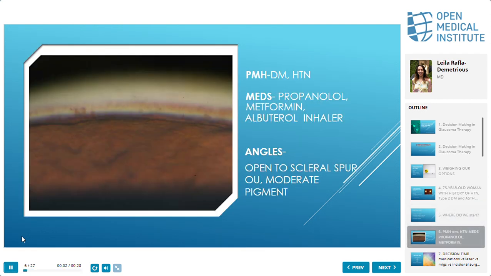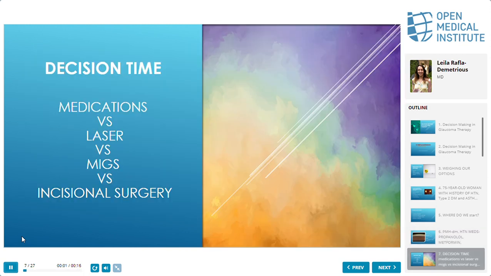So in her case, she has diabetes and high blood pressure, and she's on a beta blocker and also on medications for her diabetes, a pill, and she's taking an albuterol inhaler, not a steroid. Her angles are open and have a nice amount of pigment in the TM. So we're thinking, okay, what can we offer this lady? Can we offer her medicine? Can we offer her a laser? So she actually would be a great candidate for a selective laser trabeculoplasty or SLT laser.